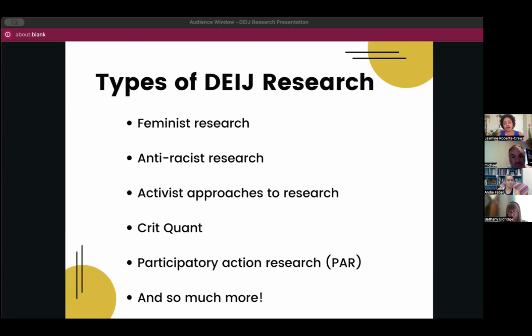And so there's a lot of different types of DEIJ oriented research. This list that you see here is not an exhaustive list at all. These are just some of the types of research that I myself have either been involved in or some of the more common themes of DEIJ research that you hear. So feminist research, research that's really invested in gender equity and gender equality. It's not just research about women. So that's a question I get a lot about feminist research. Again, feminist research is about examining systems of power as it relates to gender. And that includes transgender individuals as well.